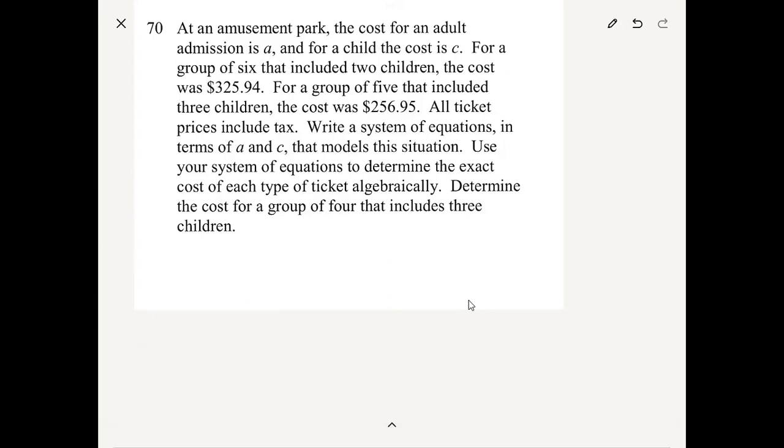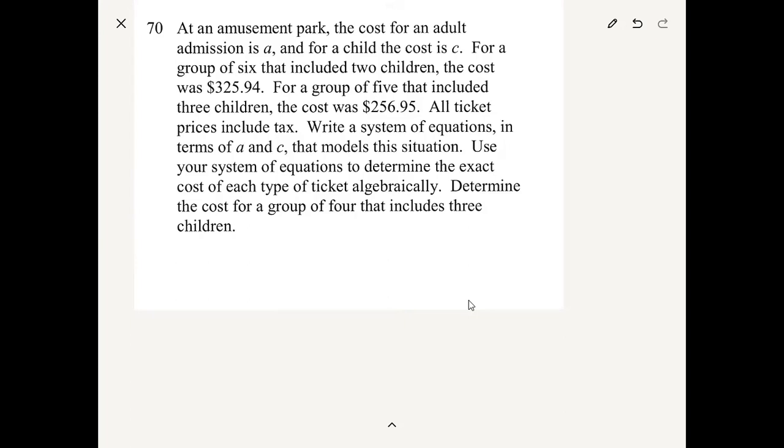All right, so it says at an amusement park, the cost of an adult admission ticket is A, and for a child, the cost is C. For a group of 6 that included 2 children, the cost was $325.94. For a group of 5 that included 3 children, the cost was $256.95. It says all the ticket prices include tax. Don't worry about that. It just means that the prices already have the tax included.